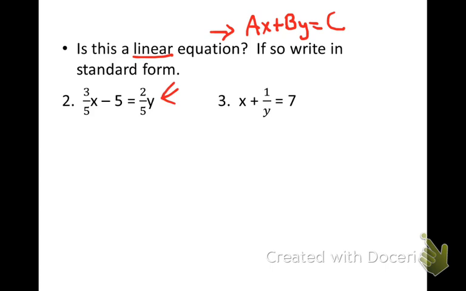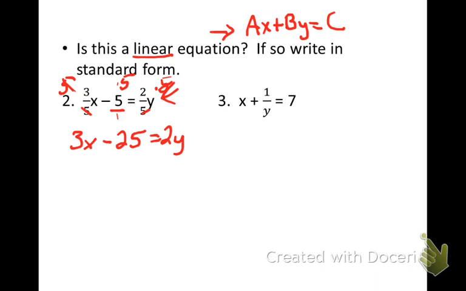So let's get rid of those fractions first, just to take care of that. To get rid of a fraction, remember you find the common denominator and you multiply by that. Here the common denominator is 5, so I have to multiply each term by 5. Here the 5's cancel, leaving me 3x. Here it's really 5 over 1, so nothing cancels. Minus 25. 5's cancel, leaving me 2y.